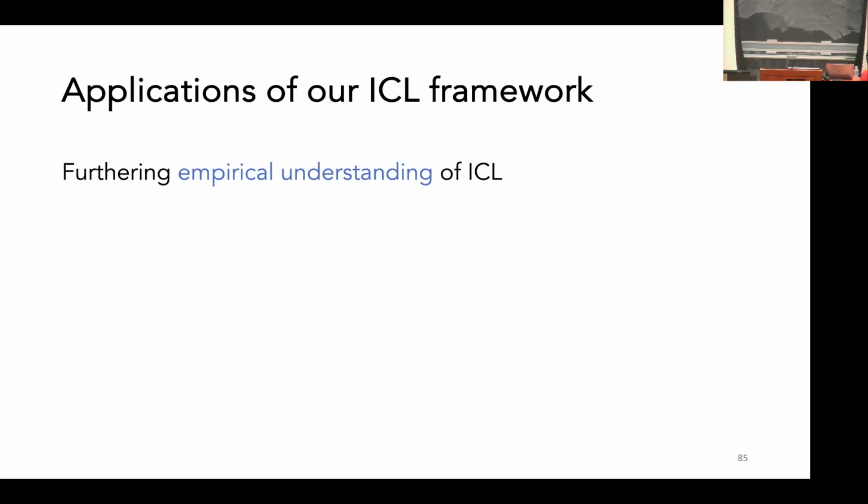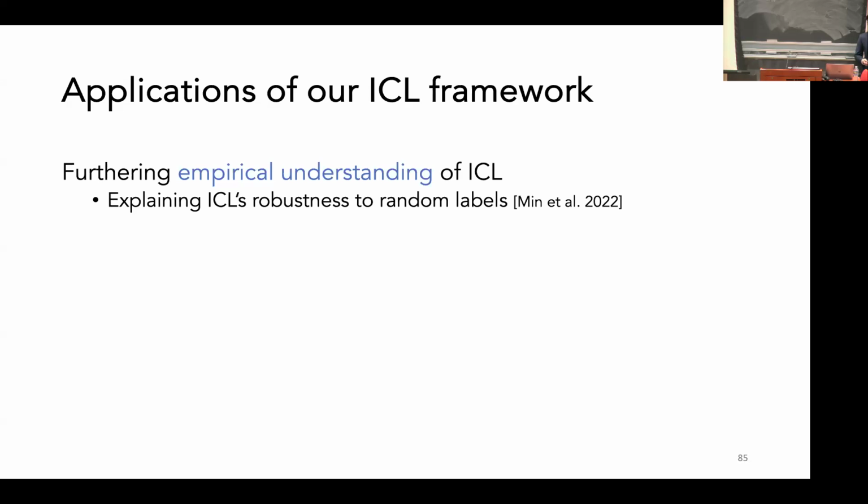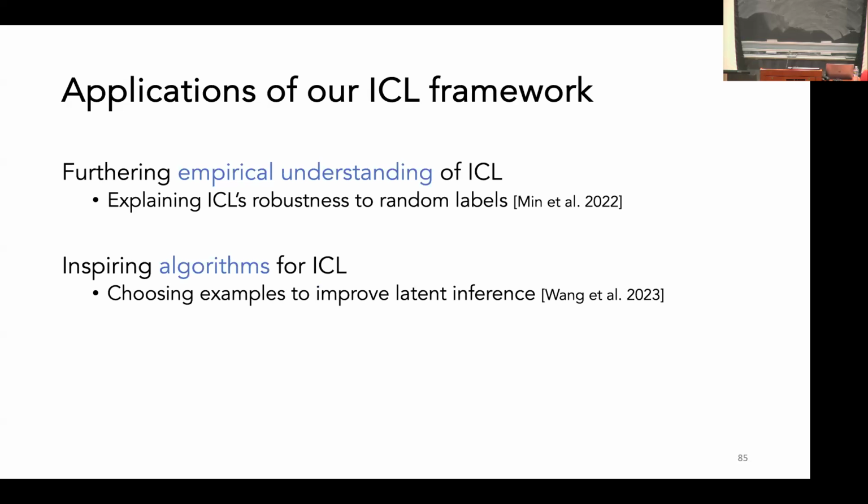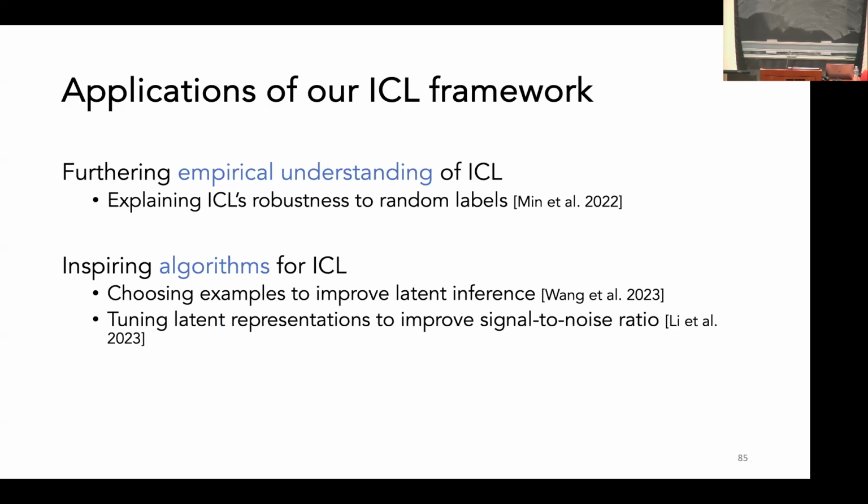Some other applications of our in-context learning framework include furthering the empirical understanding of in-context learning. So, for example, explaining the robustness of in-context learning to randomly shuffling the labels, which would break traditional supervised learning. And inspiring new algorithms for in-context learning, including choosing better examples in the prompt to improve the latent inference, and also tuning the model itself to change its latent representations to improve the signal-to-noise ratio.